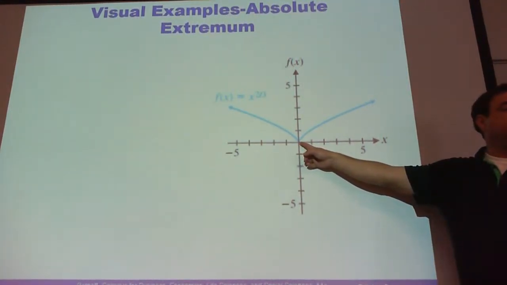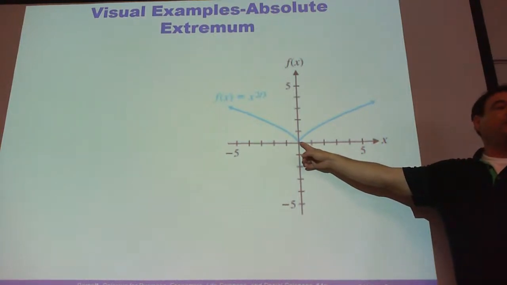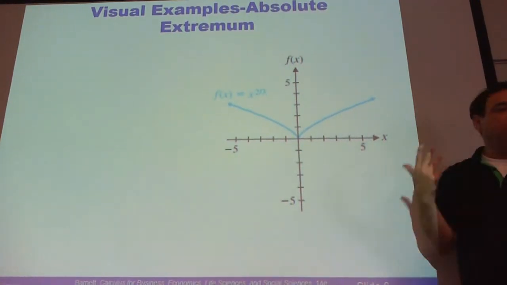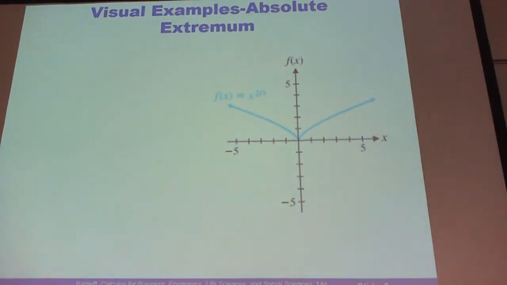The question is, is it an absolute minimum or is it a local minimum? Absolute minimum. Why? It's the lowest point in the entire graph. There are no points any lower. That's it. Okay?